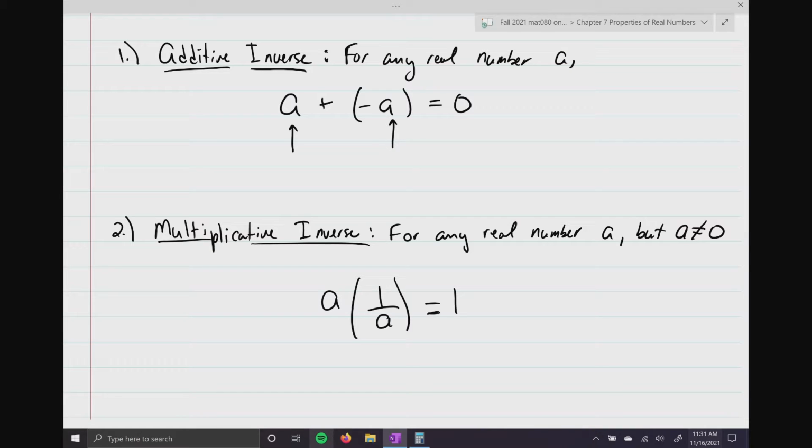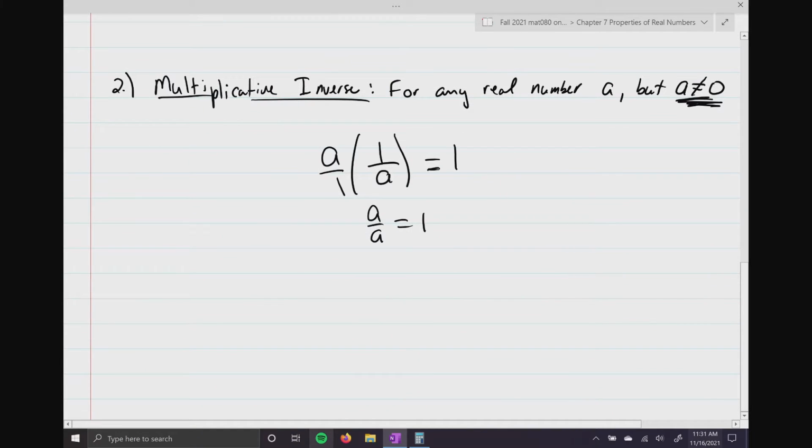In fact, if you think about this, this is really just multiplying A over 1 times 1 over A, which gives us A over A. And we know any number that's the same in the numerator and denominator is equal to 1 as long as that number is not 0. And that's one of the reasons why A is not allowed to equal 0. But other than that, the multiplicative inverse is always going to be whatever number you have, just write it as a fraction with that number in the denominator.